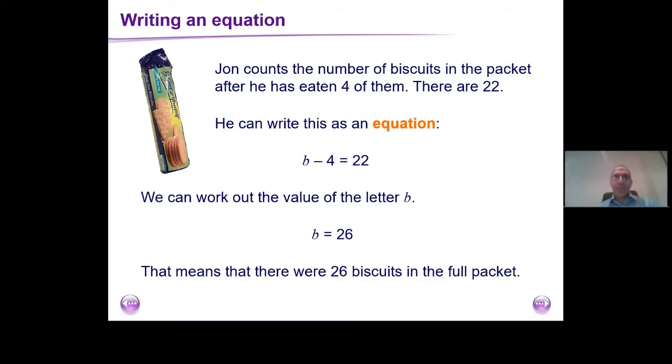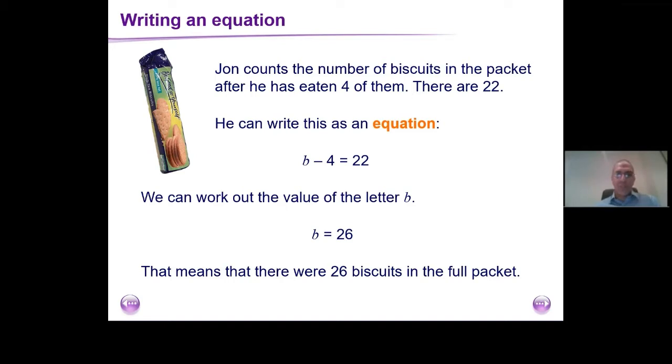Another example is if John counts the number of biscuits in the packet, and after he has eaten them, there are 22. We can write an equation for this. So using the expression from the previous example, it was B minus 4. But now we know B minus 4 equals 22. So when we know there are 22 biscuits left after he's eaten 4, we can find out how many biscuits there are in total.